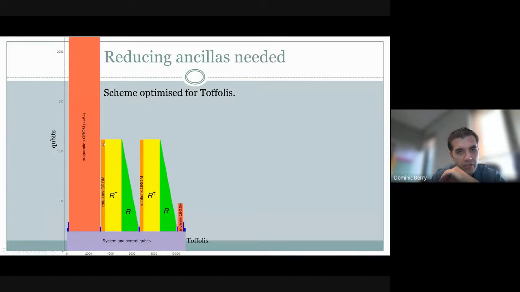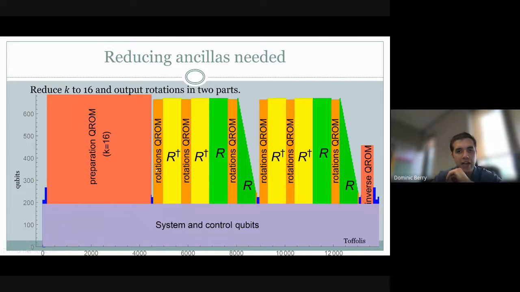And so here you have the orange part where it's outputting that data, and then it's using that data when it's doing the rotations. And this funny triangle here is where it's using up that data, and it can just discard the data as it goes, so it's reducing the amount. But basically, this is outputting all of that data at once. And here you can just output the data in two parts. So you output the first half of the data, do the rotations for that, output the second half of the data, do the rotations for that.